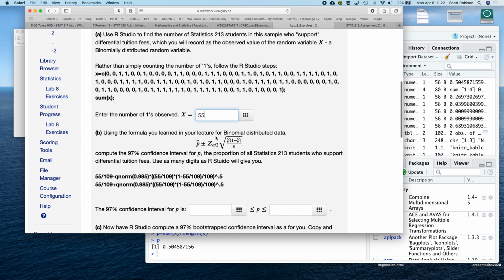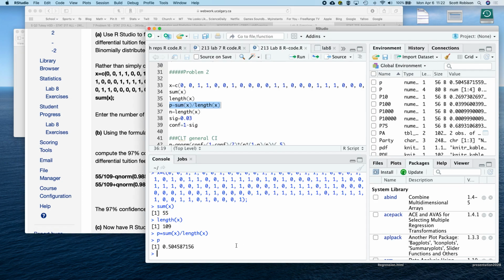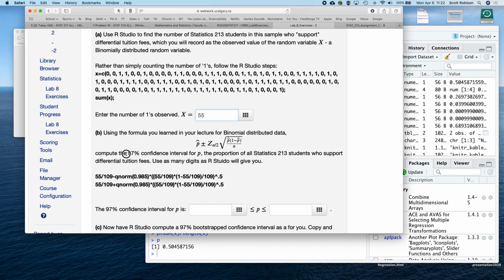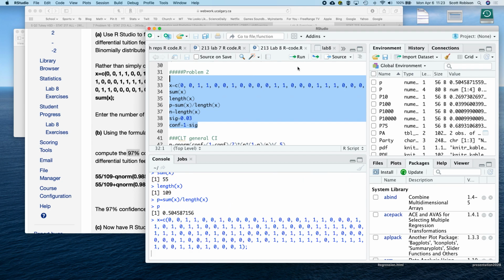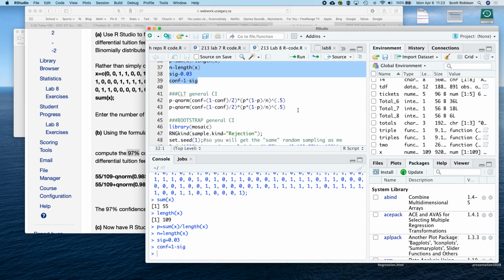And now I can use the central limit theorem formula for making a confidence interval. Here, if I want to be 97% confident, another way of saying that is I can have 3% error. So if I'm 97% confident, then I'm 3% unsure, and that is called the level of significance. So I can find confidence by doing 1 minus significance, or I can find significance by doing 1 minus confidence.